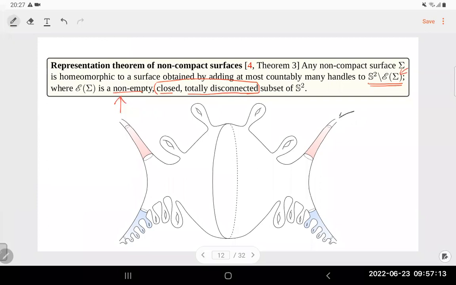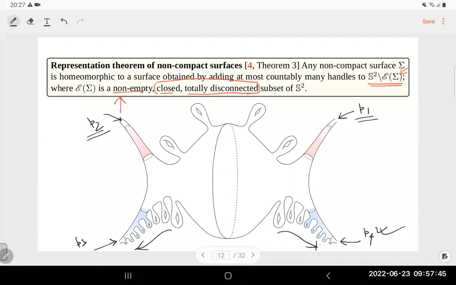You just notice that here I deleted 4 points, puncture 1, puncture 2, puncture 3, puncture 4. I accumulated this puncture 4 by handles, so there is a sequence converging to this puncture. I accumulated this puncture by handles again, so there is a sequence of handles converging to this puncture. But this puncture is not accumulated by handles, and this puncture is not accumulated by handles, right?